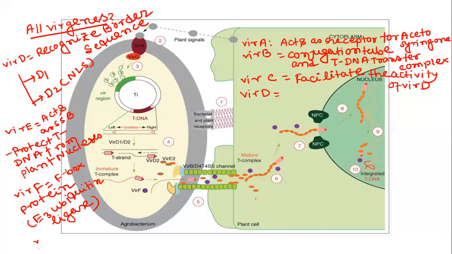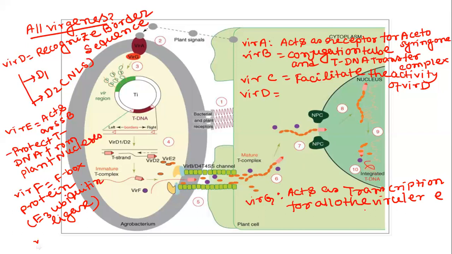And vir G acts as a transcription factor for all other virulence genes except vir A. So these are the important features you must remember.